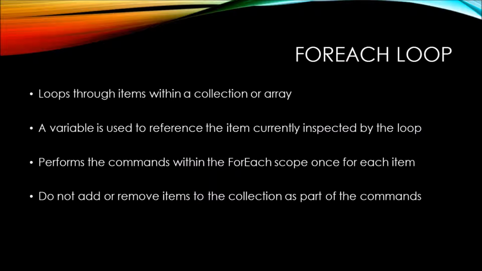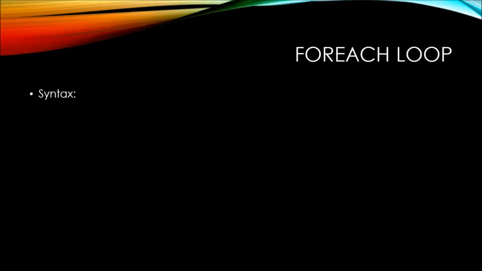And finally, you're not going to be able to add or remove items to the collection as part of the commands within the scope. This would in fact cause a compiler error. So let's take a look at the syntax of the foreach loop. First, we need to start off with some sort of array or collection. In this case, we're declaring an array of the Fibonacci sequence.